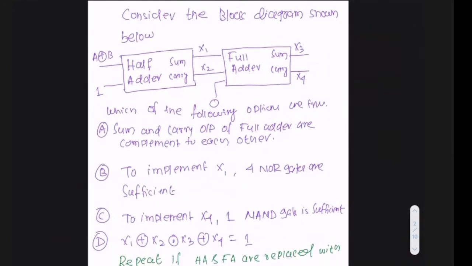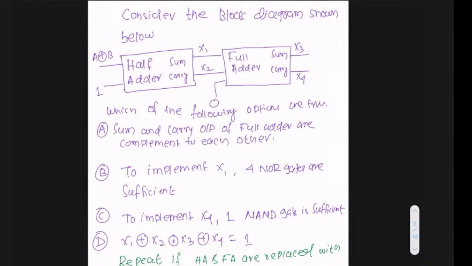Consider the block diagram shown below. You can see this is a half adder, this is a full adder. Which of the following options are true? Option A says sum and carry output of full adder are complement to each other. Option B says to implement X1, 4 NOT gates are sufficient. Option C says to implement X4, 1 NAND gate is sufficient. And option D says X1 XOR X2 XOR X3 XOR X4 equals 1. So this is the question.